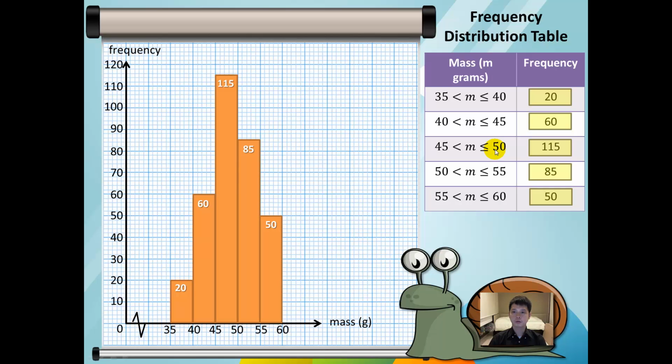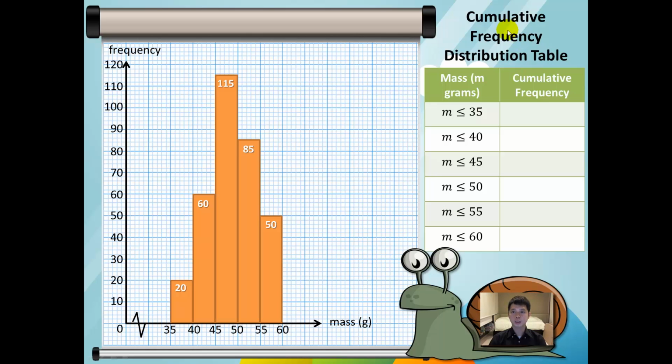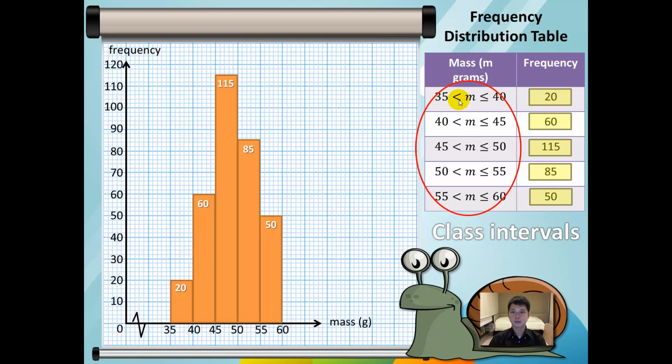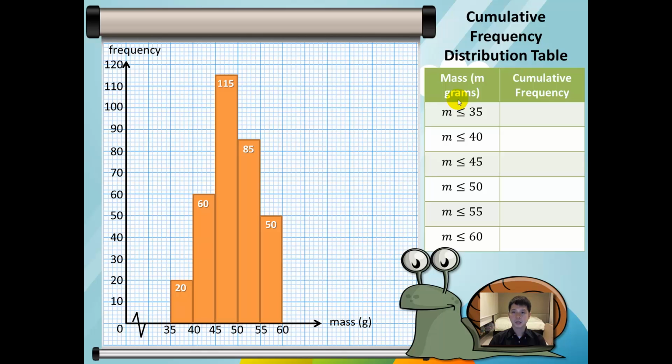Now, it is necessary for you to know that these inequalities here are called your class intervals. And hence, we have 5 sets of class intervals here. Next, we shall look at how to convert a frequency distribution table to a cumulative frequency distribution table. Can you see what is the difference between these two tables? Yes. Here we have cumulative frequency instead of the word frequency, and the inequalities here are different.